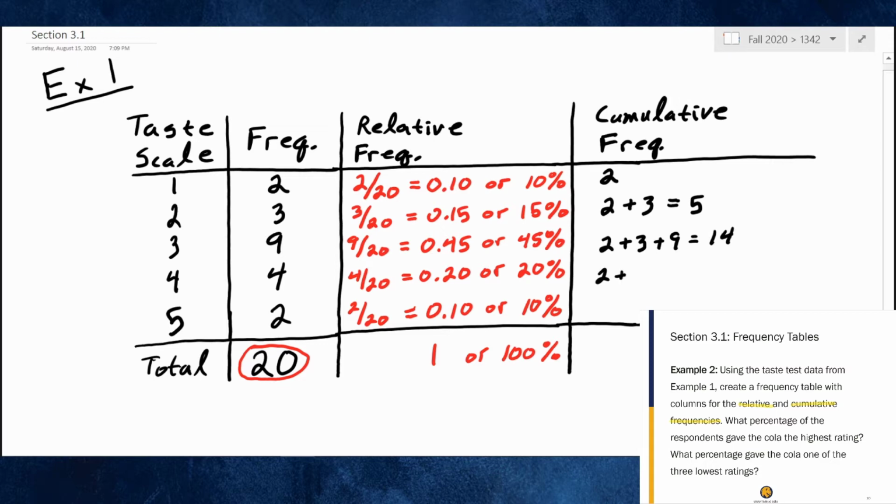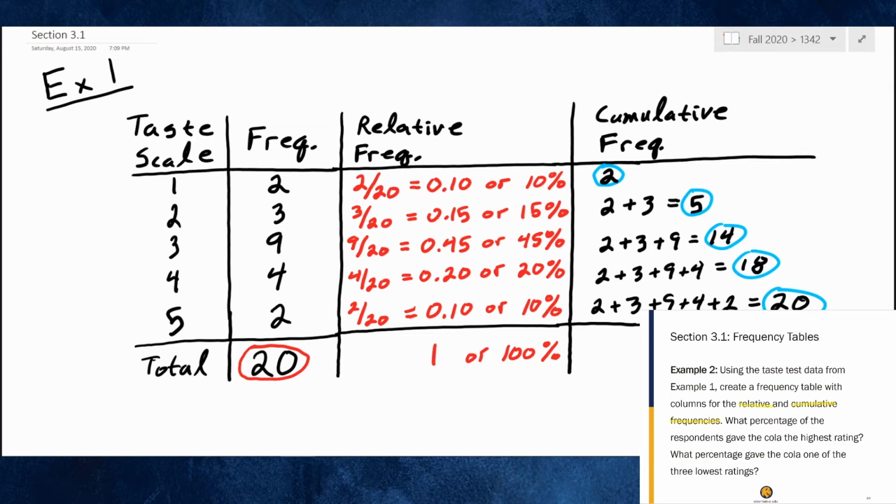And then the next one down, we add in a 4. So it would look like plus 4 again, so that would give us an 18. And then finally, we add together the last number, and that adds together all the frequencies again to add up to be 20. So we're just going down the frequencies and adding them up one at a time till we get down to the full total of 20. And that's what we call a cumulative frequency.